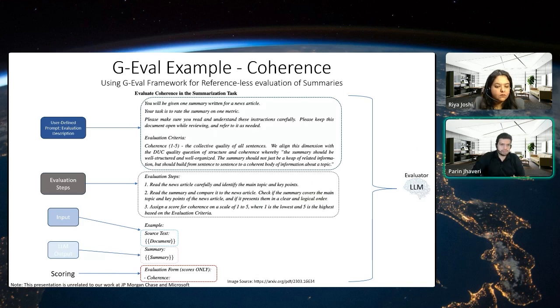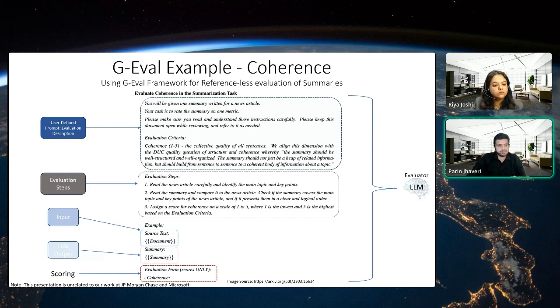Let's look at an example, in particular for summarization. This is an example of the entire prompt constructed using the G-Eval framework to evaluate coherence in the summary. As part of the first step, the data scientist would provide an evaluation description along with the criteria. For example, the criteria written here for coherence is coherence 1 to 5, which is the range of scores, the collective quality of all sentences.